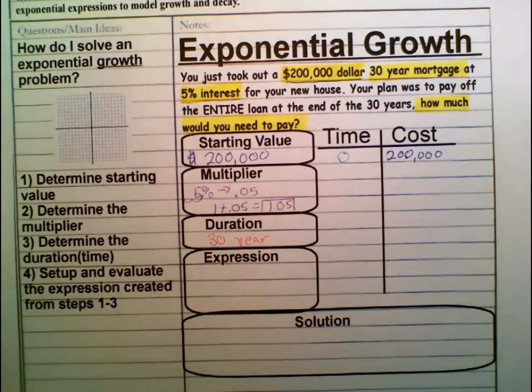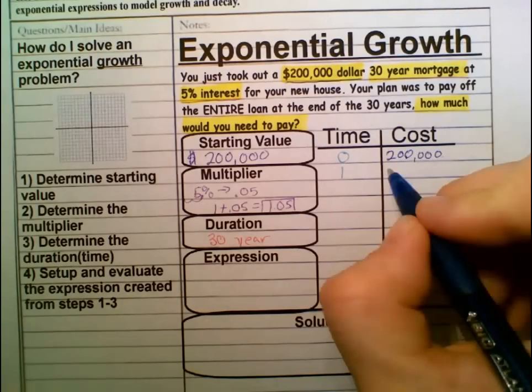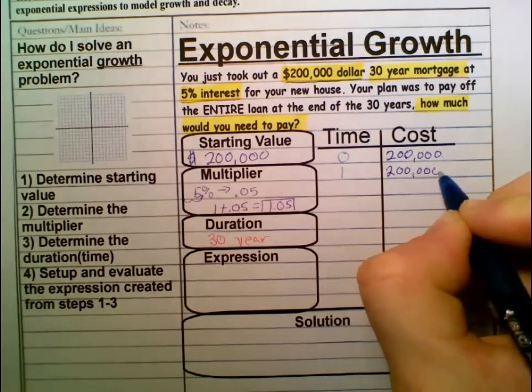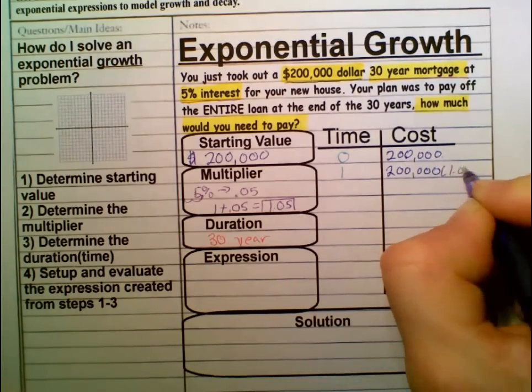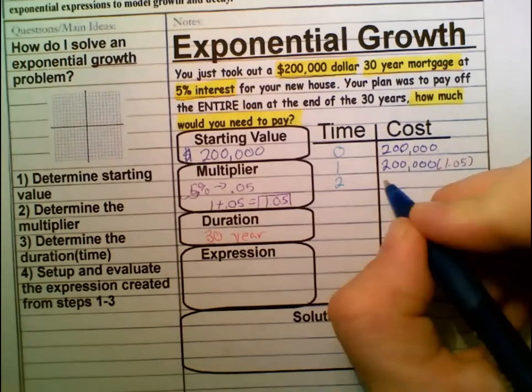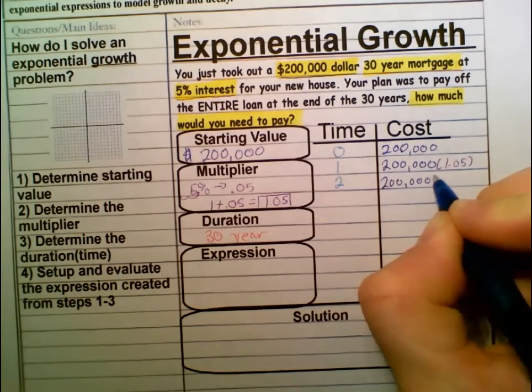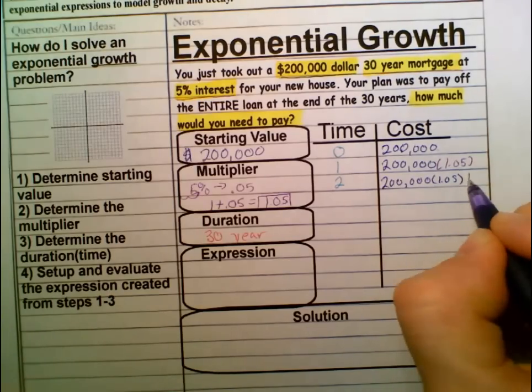Now, a year later, this mortgage is going to be more. In 1 year, this mortgage is going to be not only $200,000, but 5% more than that. So that's $200,000, and you multiply that by the multiplier, the 1.05. And then in year 2, not only is this mortgage going to be as much as the year before, the 200,000 times the 1.05, but you're going to have to multiply it again by 1.05 for this next year.